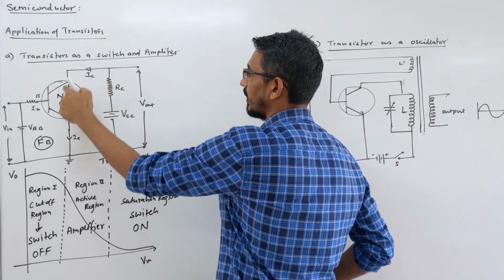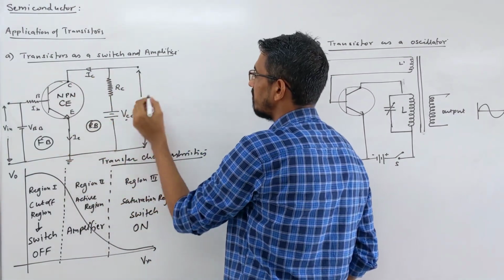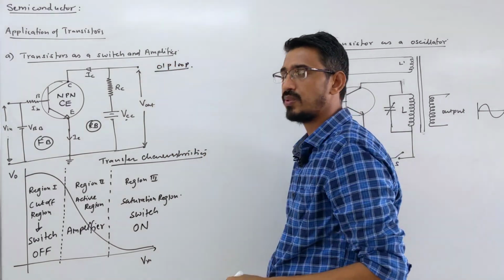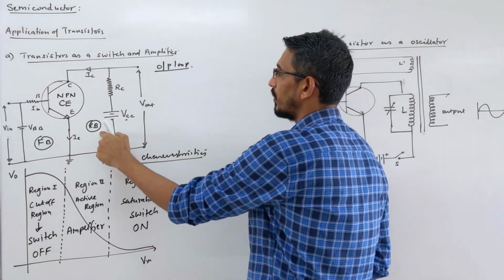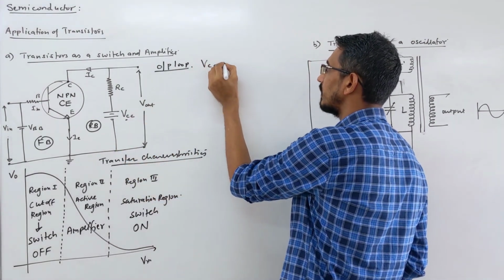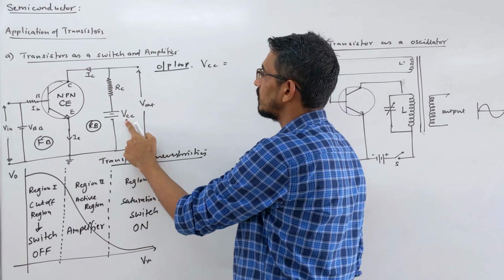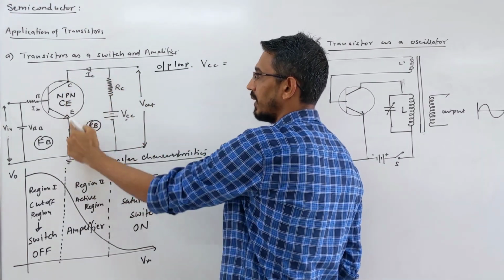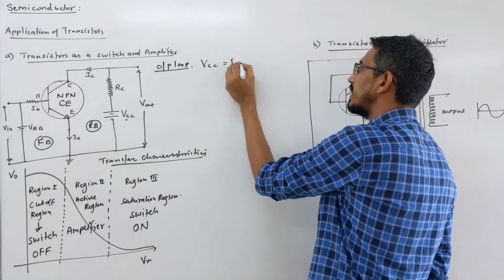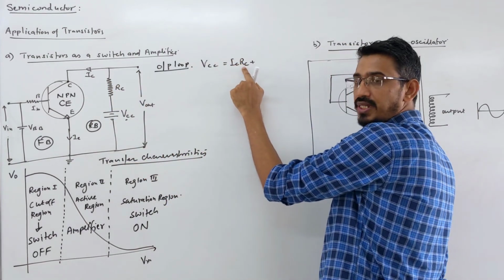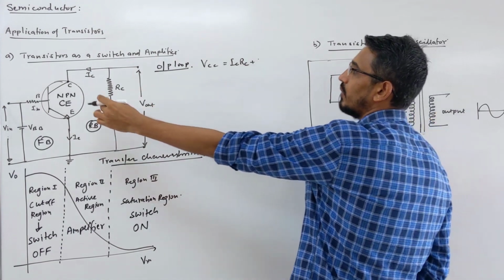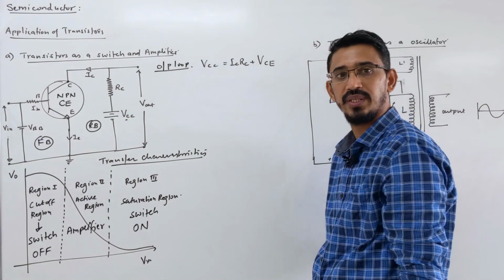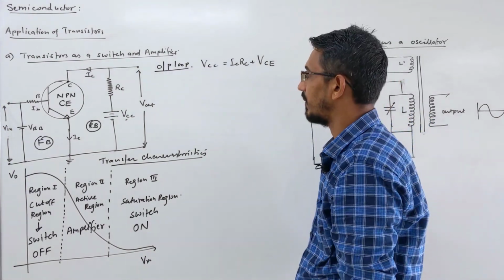Suppose you take the output loop here, with your VCC battery. Already we have learned this and solved problems on it, but I am writing it here again. In the output loop, your VCC voltage, the output battery, is equal to the voltage drop across this resistance plus the junction from C to E. This is one closed loop. So VCC is equal to ICRC, which is also called your output voltage, plus the voltage drop from C to E junction, VCE. This is the equation I discussed with you yesterday, and you have done numericals also.